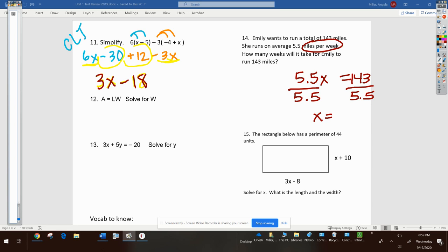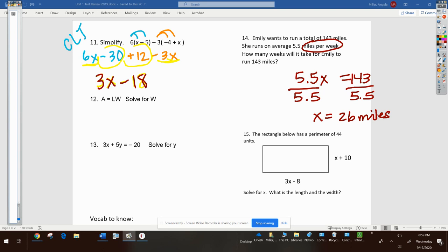And we will learn after dividing that Miss Emily is going to need to run 26 miles per week. Pretend that says miles. Apparently I can't spell this late in the evening. All right, let's look at number 12.